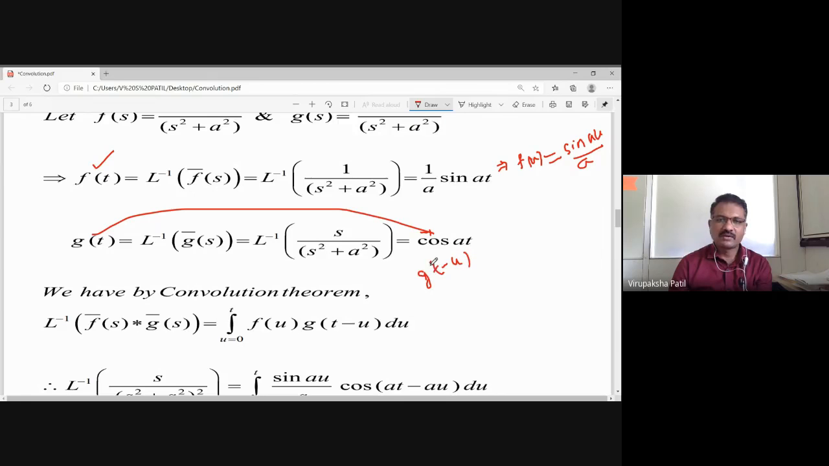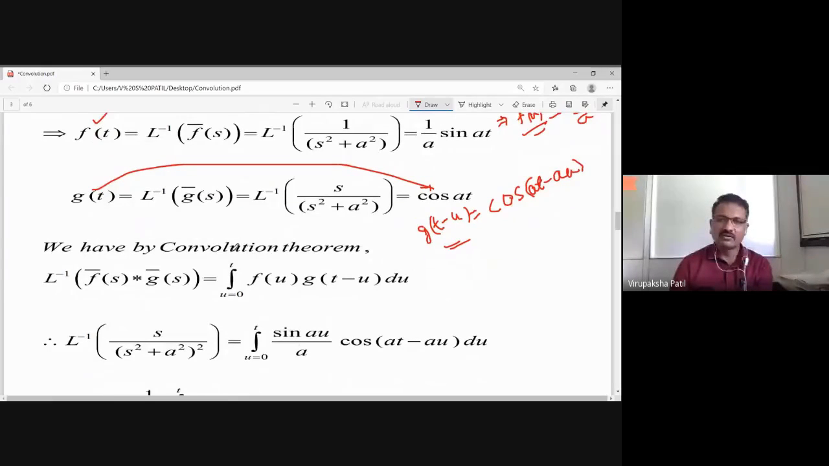G of t minus u becomes what? Can anybody help me out here? Wherever t is there, you have to put t equal to t minus u. So it becomes cos a(t minus u). Am I right? Now you got your f of u, you got your g of t minus u.